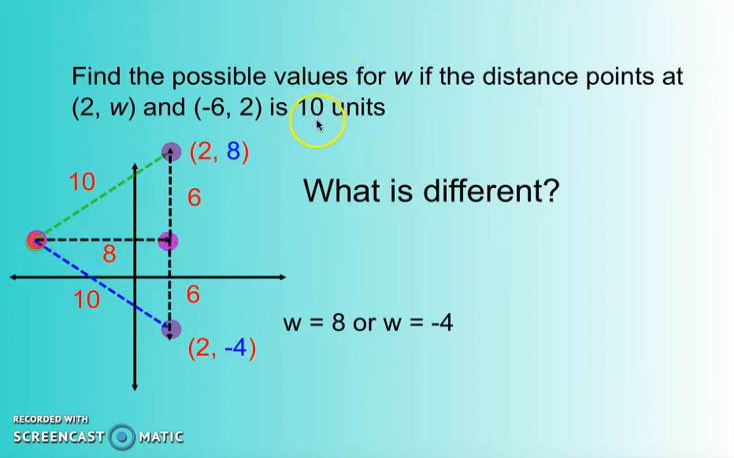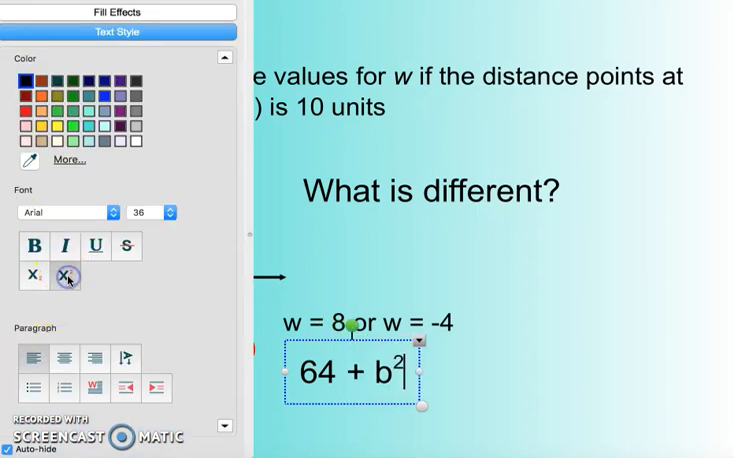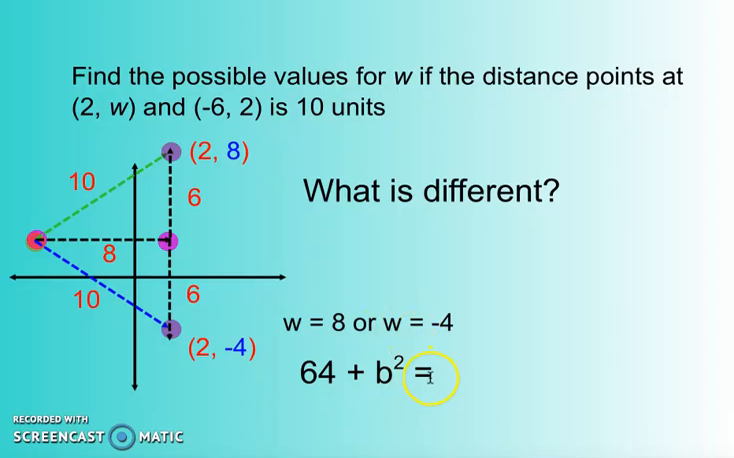Then the information that was given to us was 10 units apart. So they're 10 units apart. So we drew a hypothetical diagonal line of 10. And then we use the Pythagorean theorem. So that means 8 squared, which is 64, plus b squared equals 10 squared, which is 100.